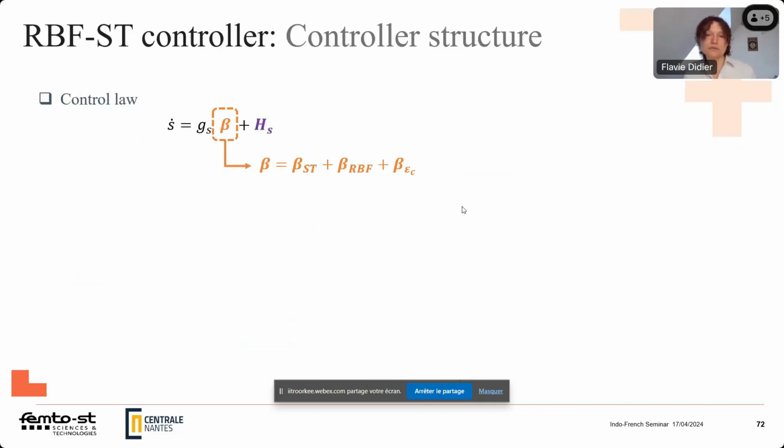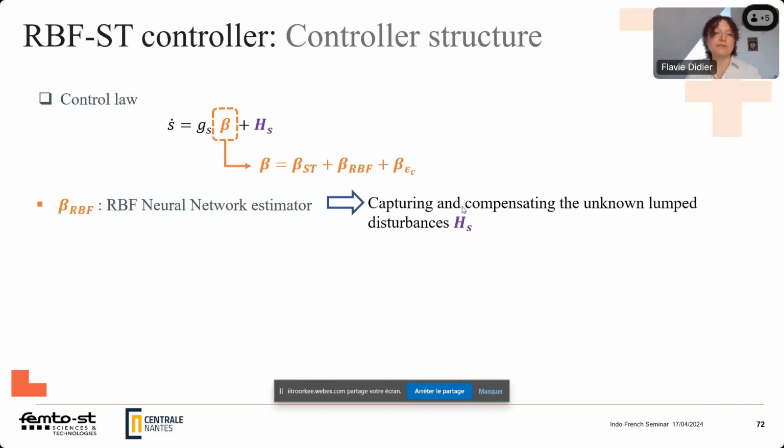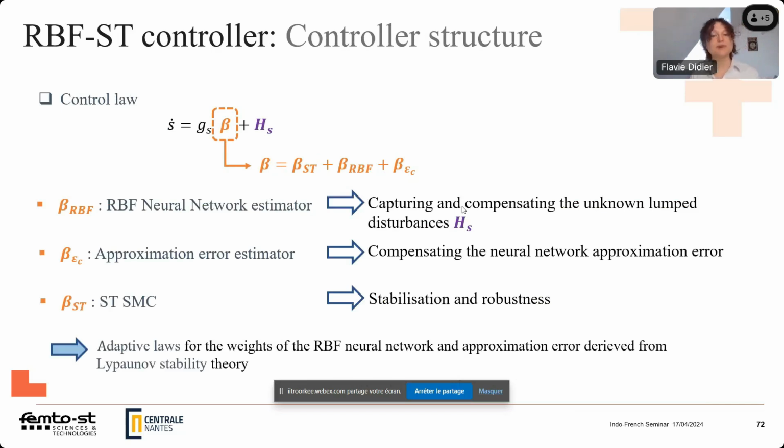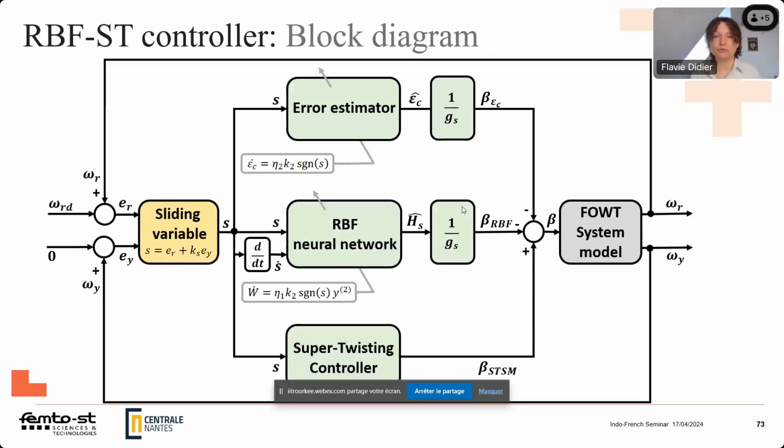There are 3 components, with beta RBF being the neural network estimator, which aims to capture and compensate the unknown lumped disturbances. Then we have the approximation of the neural network error for compensating the network approximation error. And you have the super twisting control law for stabilization and robustness. Here, adaptive laws for the weight of the neural networks and the approximation error are derived directly from Lyapunov stability theory. So here's the overall block diagram of the controller with the 3 components: the error estimator, the neural network, and the super twisting controller.